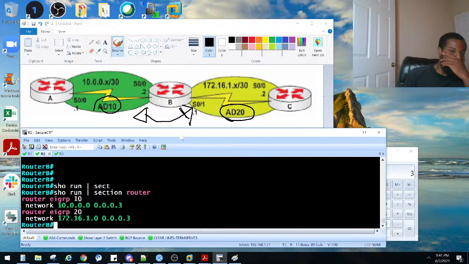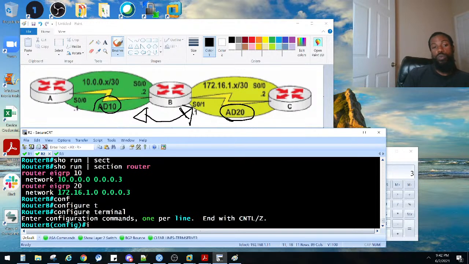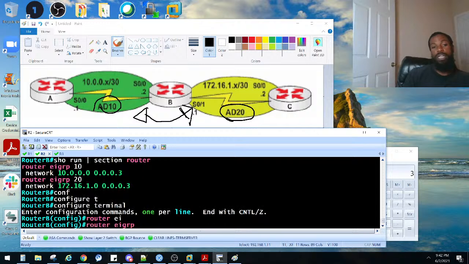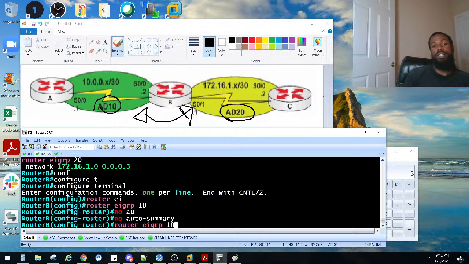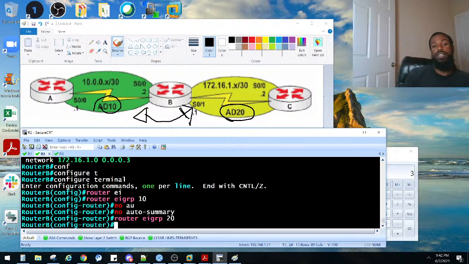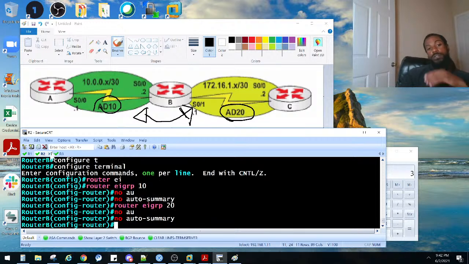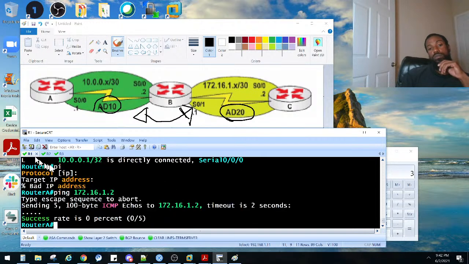I got the network commands. We have that router participating in two EIGRP processes. Do I gotta do no auto summary? I'm gonna do that anyway. Go to global config mode, router EIGRP 10, no auto summary. Let's do the same thing on 20. It's gonna bounce, right? No auto summary. No, it's not.